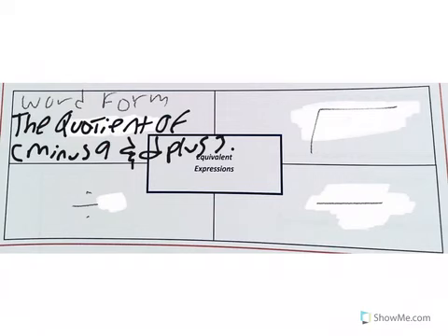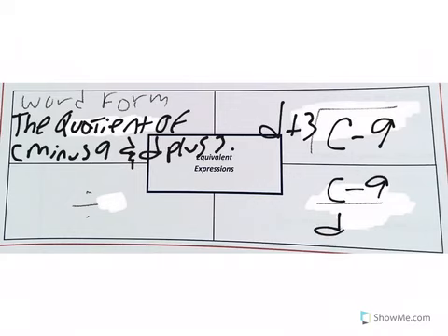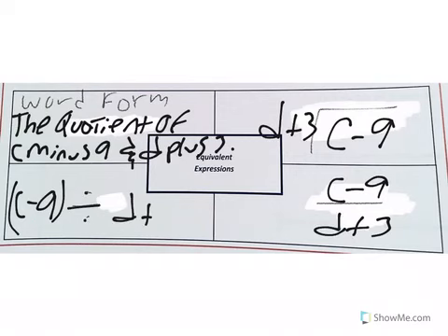A little more complicated here. The quotient of c minus 9 and d plus 3. So c minus 9 is what we're going to divide. D plus 3 is the divisor. So there you go. As a fraction, c minus 9 is what we're dividing. D plus 3 is what we're dividing it by. And then here, we would, of course, want to have c minus 9 in parentheses divided by d plus 3, which would also be in parentheses.